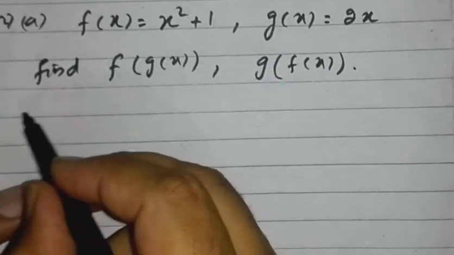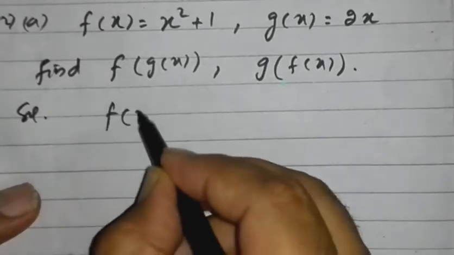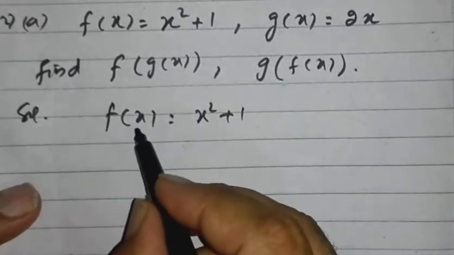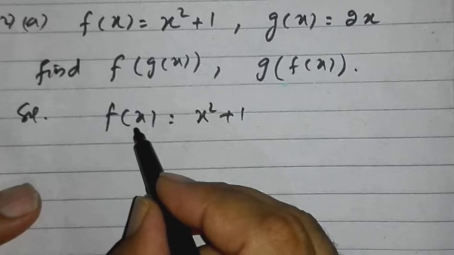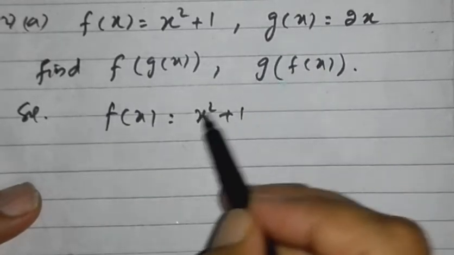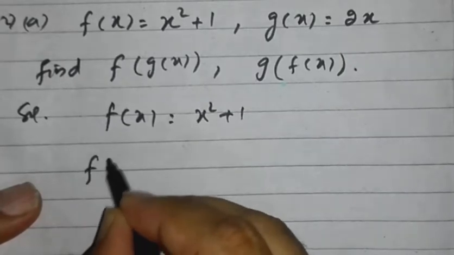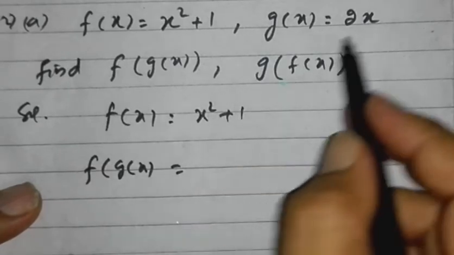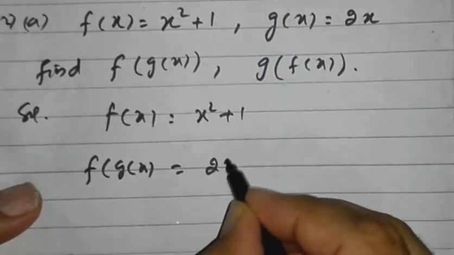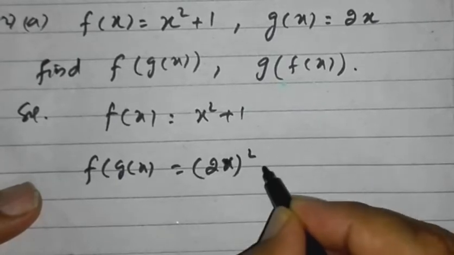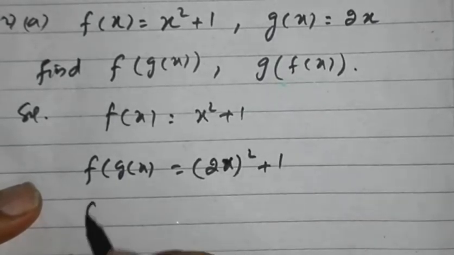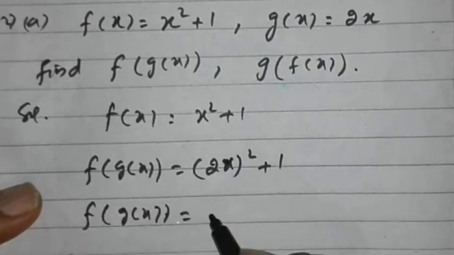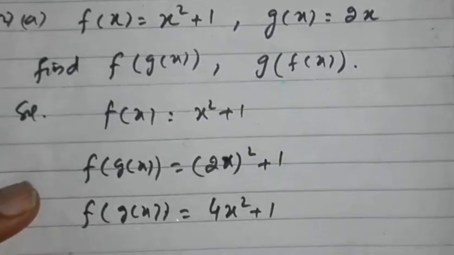So solution. f of x is equal to x square plus 1. Put g of x in place of x, and here g of x is 2x. So we get f of g of x equals, the x value will be 2x on the right side here, (2x) square plus 1. So we get f of g of x equals 4x square plus 1.